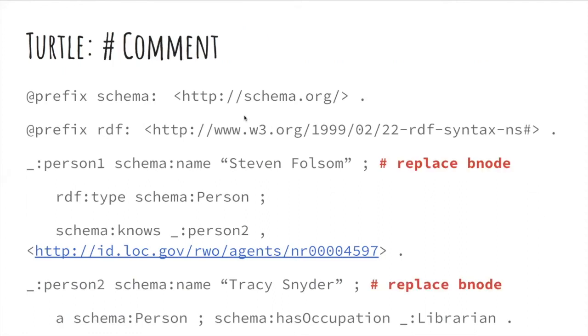Turtle also allows for this nice way of commenting in the RDF, through the use of a pound sign. What that means is that when you see a space, pound, space, anything after that is a comment that is not a part of the RDF, and it continues to be a comment until the line ends. And so the line ends, and now we're back to seeing RDF in this example.